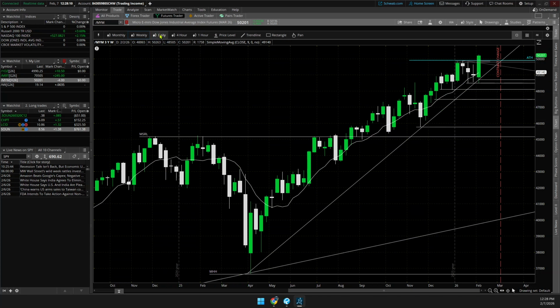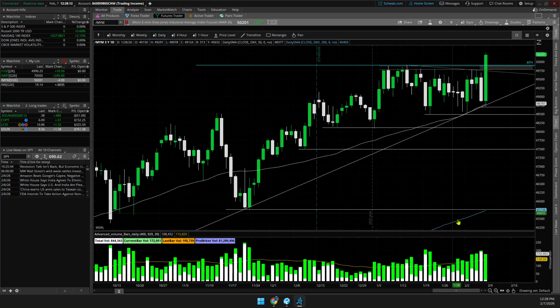Every day I look at the daily. And this is where I got the 200 and the 50. I also have volume. I want to see what the daily volume is. I'm looking to see what the bigger market is doing. What's the higher time frame telling me it wants to do?